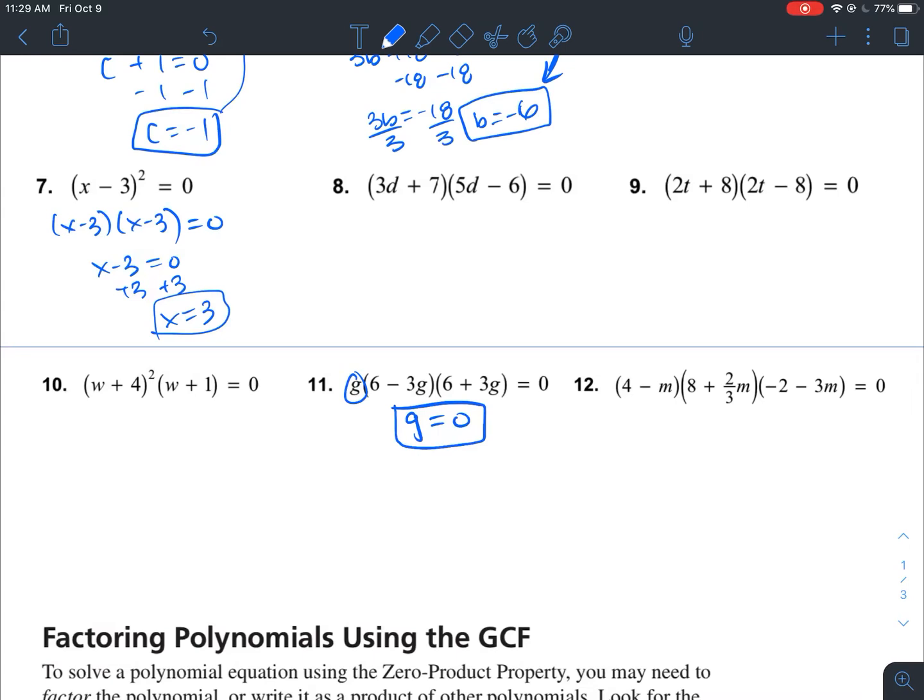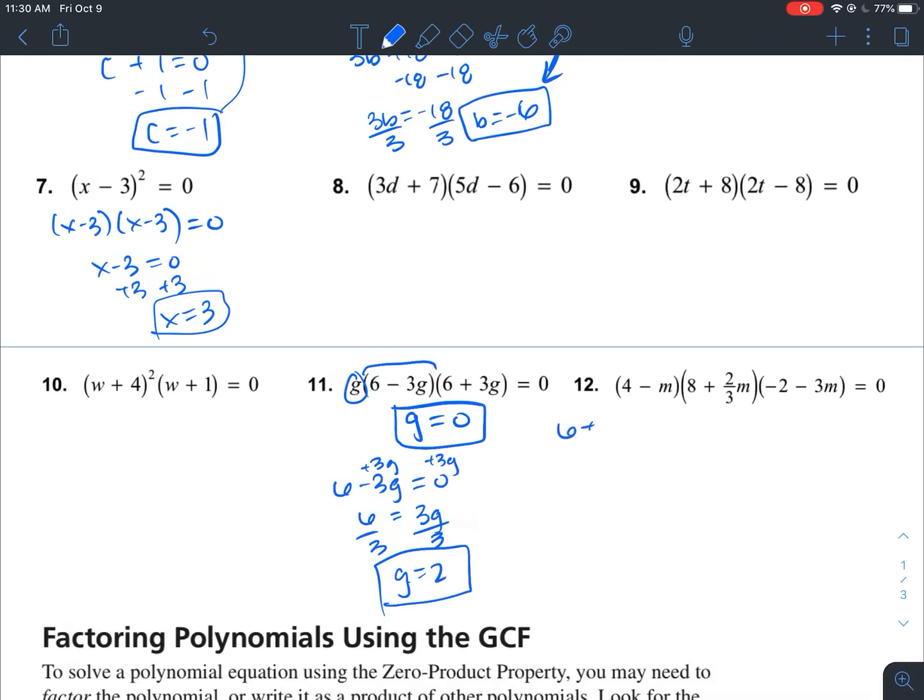Okay, let's take this term right here. So we have 6 minus 3g, set it equal to 0. So we have 6 is equal to 3g, because I add the 3g. And then I divide by 3. So then g is equal to 2. So we have that one right there.